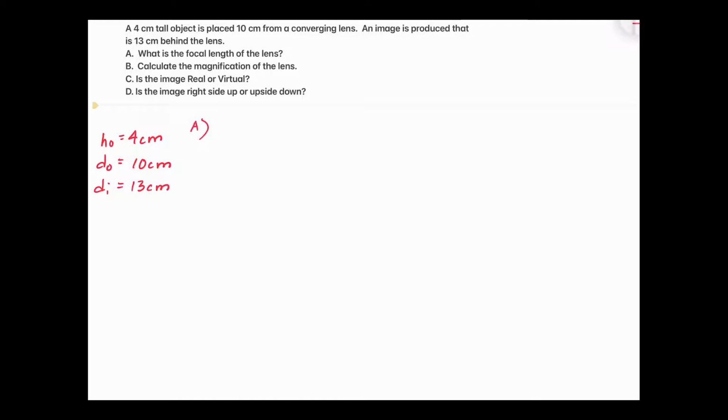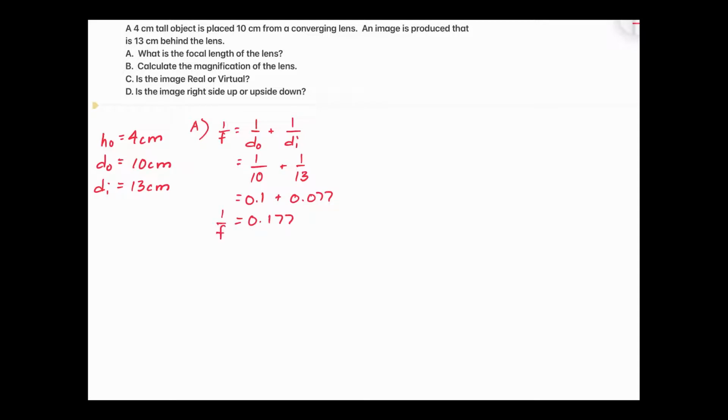So the first thing they ask is, what is the focal length? So we're going to use this thin lens equation. And in this case, we're looking for the focal length, and we have the DO and the DI. Okay. So I like to turn them into decimals. I think it's just a little bit easier, but you don't have to.